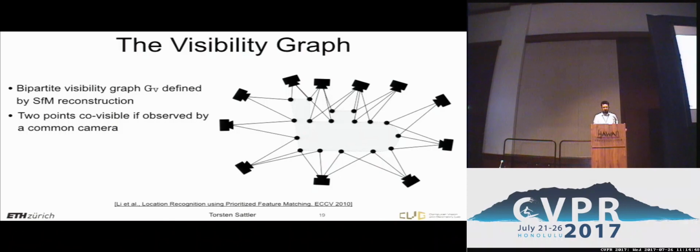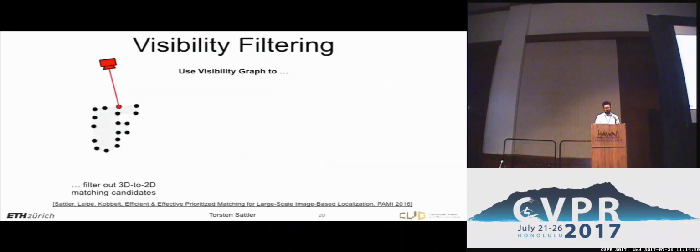And you can use this graph for filtering. So for example, if you think of this proposal step of active search where you look for additional potentially visible points, what you do is you do nearest neighbor search in 3D.